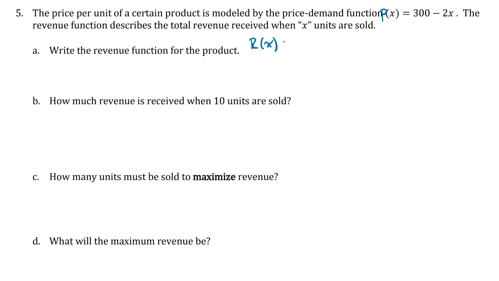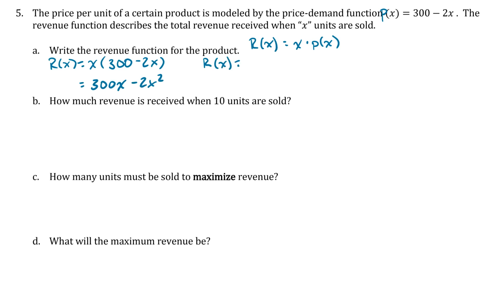We know R of x is just x times p of x. All right, so it's going to be x times 300 minus 2x, which is 300x minus 2x squared. And again, just to keep things consistent, I'm going to go ahead and write this as negative 2x squared plus 300x. And this way, the exponents are already in order.